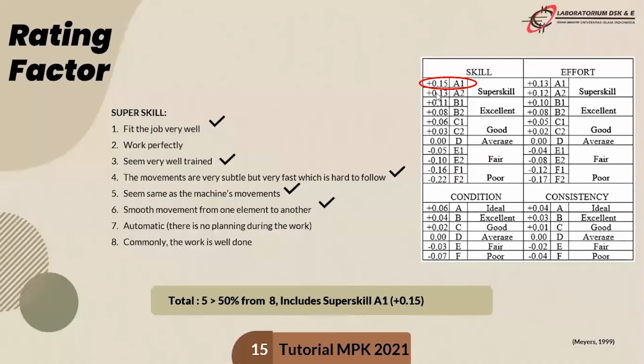And then after we decide the score for the skill, you can do the same thing for the effort, the condition, and the consistency. If you have already decided the score for every factor, you can find the rating performance using the formulas from the previous slide.